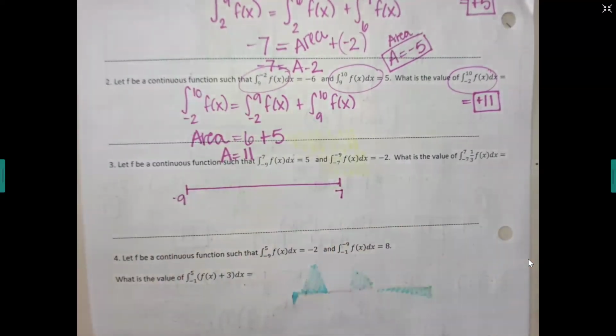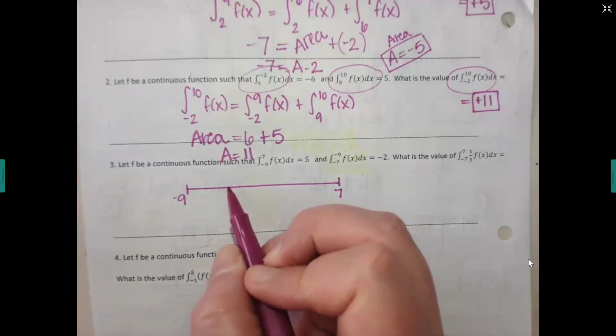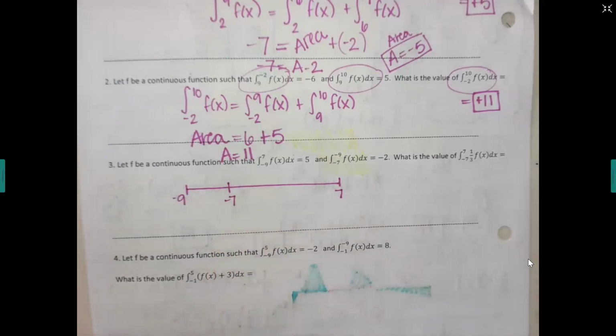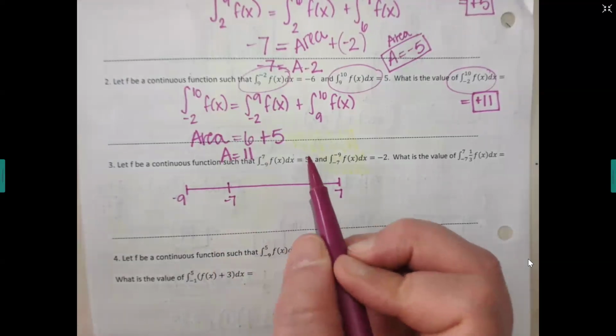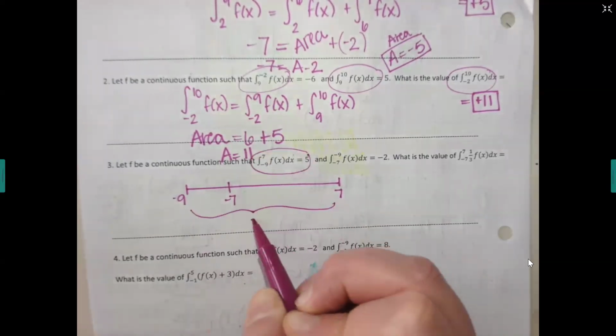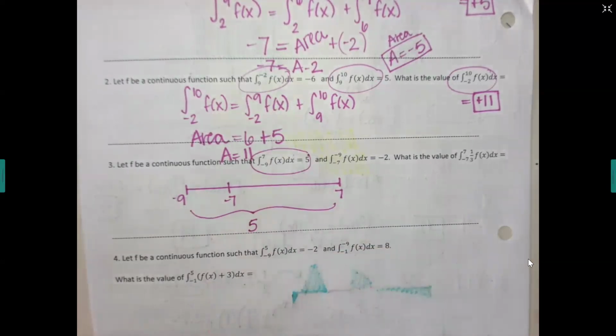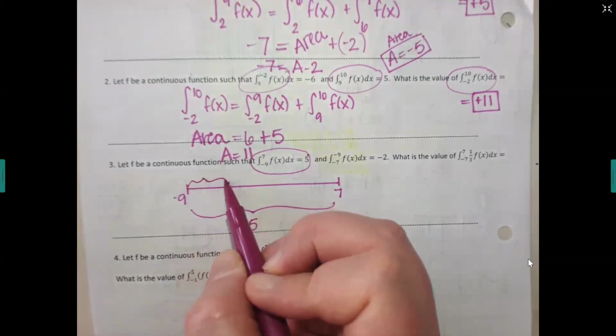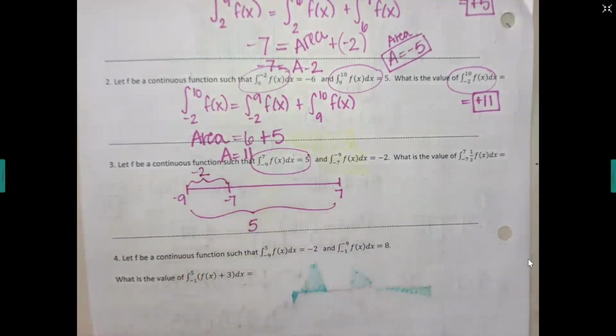And then where are we going to make our pit stop at? What number between those? -7, great. Okay, then from -9 all the way to 7, I know the value should be 5. But from -7 to -9, that'd be this piece. I know that it's a -2.